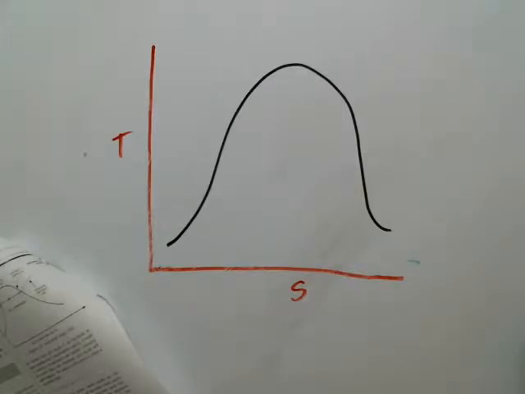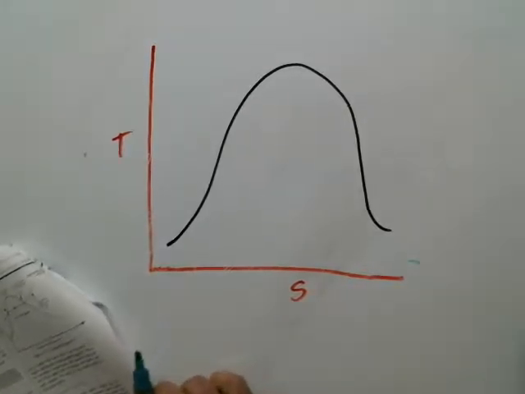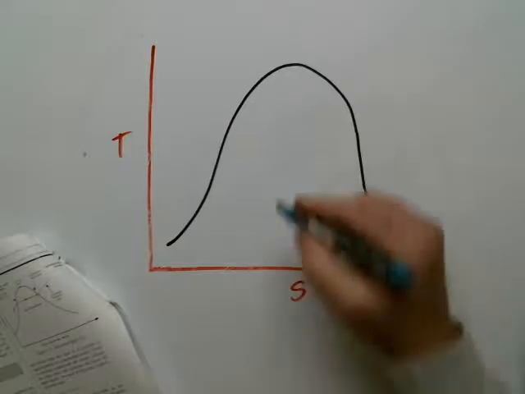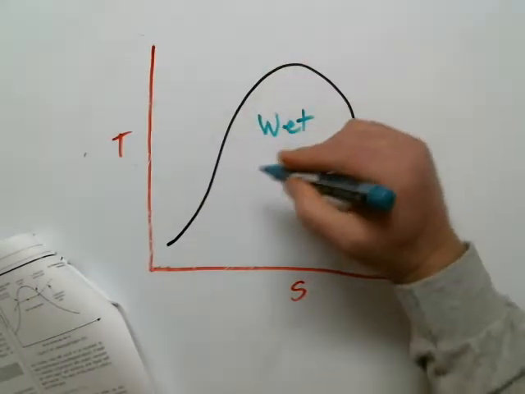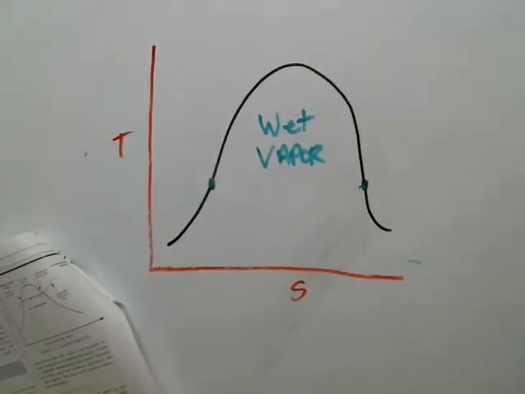Okay, we don't want to beat a dead horse, but we just want to make sure that we understand everything that's going on here in this TS diagram because it's very useful. The next thing we talk about is the wet vapor region, and we've talked about it before, but anything under this curve is called a wet vapor because it's a mixture between a water and a vapor.